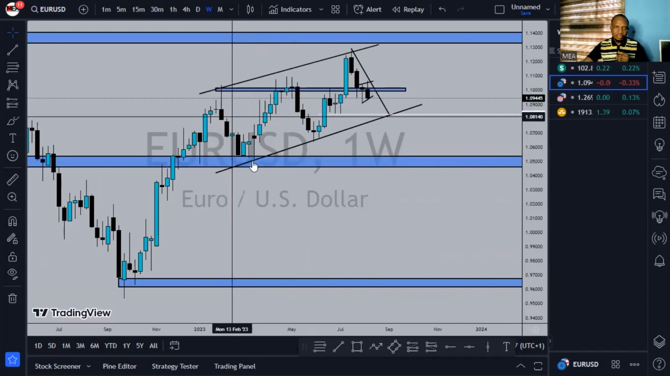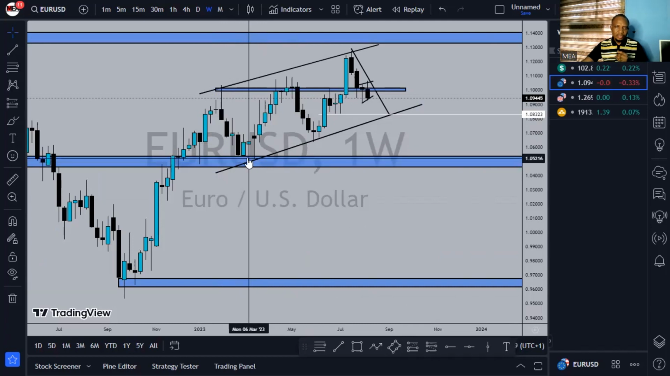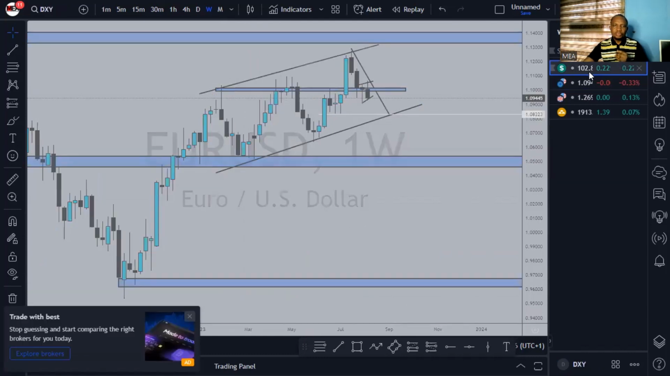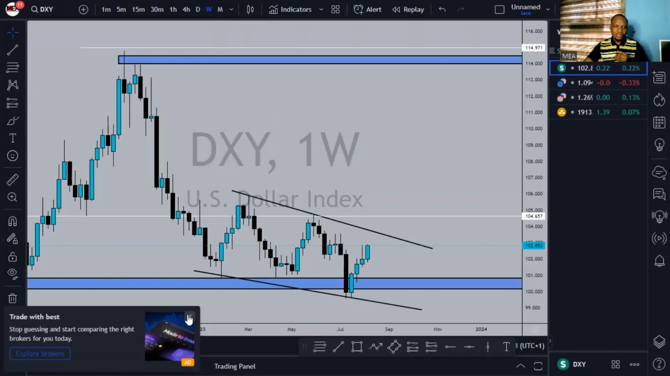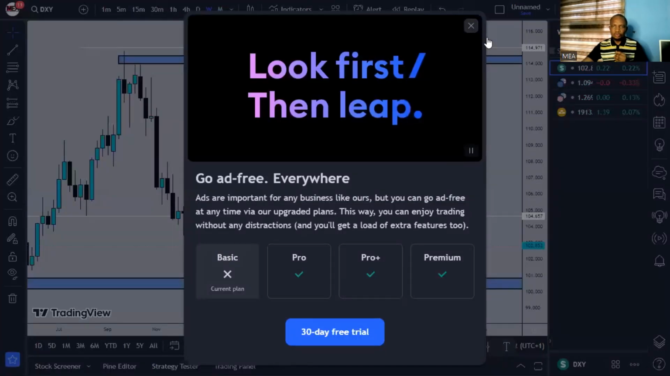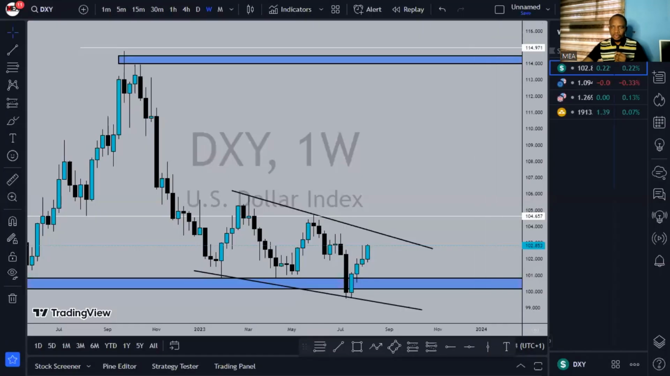This is resistance, as I taught you in the beginner's class. So this is your support, so this essentially means you buy from here. So DXY actually shows when the dollar is said to be weak and when the dollar is said to be strong. Just know that this is the weekly chart.